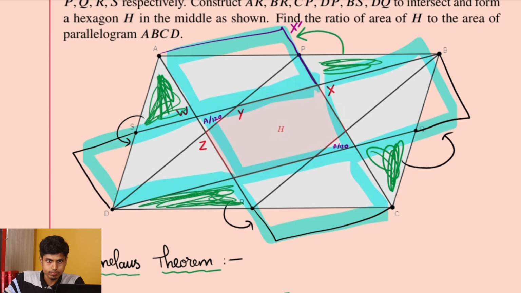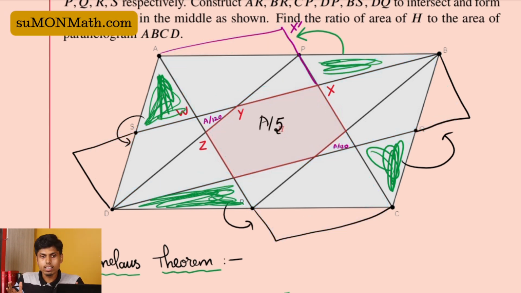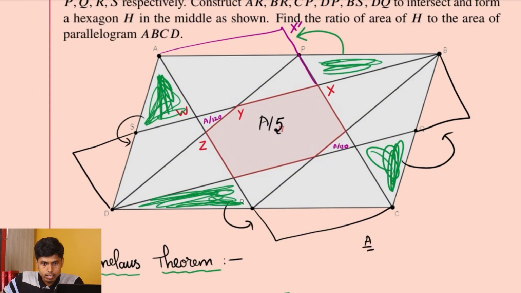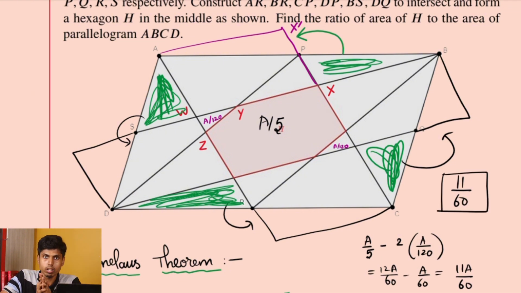And hence, the area of the middle parallelogram is just A upon 5 because the entire area is capital A and it is divided into 5 equal parts. So the required area will be obtained after subtracting twice A upon 120 from it, and that is 12A by 60 minus A by 60, which is 11A by 60. And therefore, the area ratio of the required hexagon shaded in red to the entire area of the parallelogram will be 11 by 60. So it's 11 parts of total 60 parts of the parallelogram.